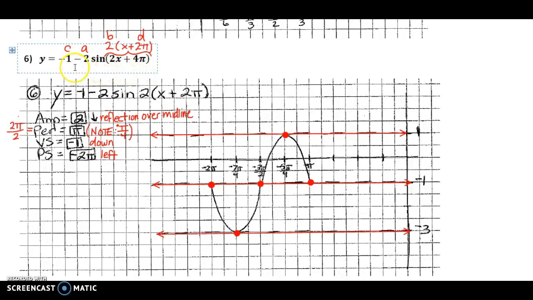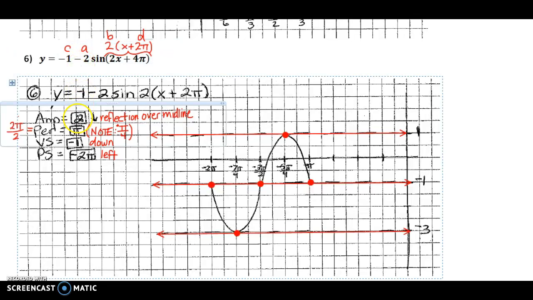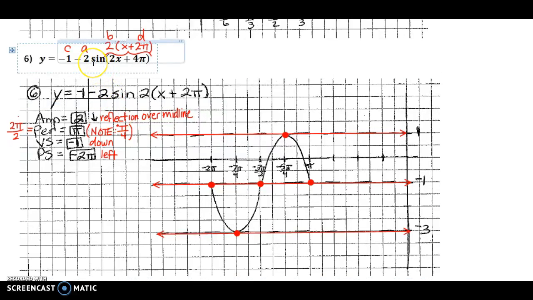This one also is a little different because our a value is negative. So we have an a value that's -2, which means our amplitude is still 2. Amplitude's always positive, but we have a reflection over the midline. So this sine graph is going to start at the midline, but because it's reflected, instead of going up as we move to the right, we start out going down as we move to the right.